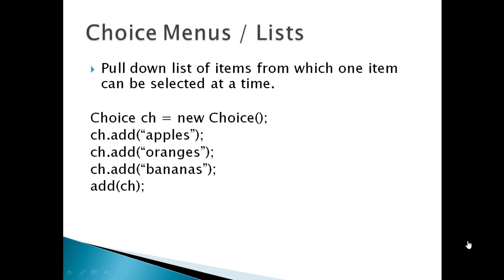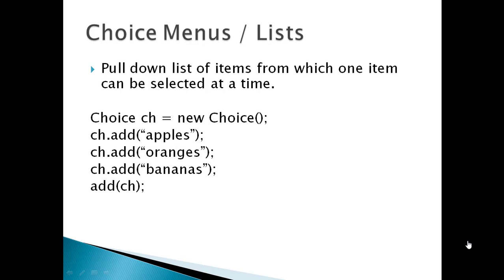Next control is the choice UI component or list component. These are components which can be used in a single position. Multiple items can be displayed as a pull down list of items from which one item can be selected at a time. It is called a choice.